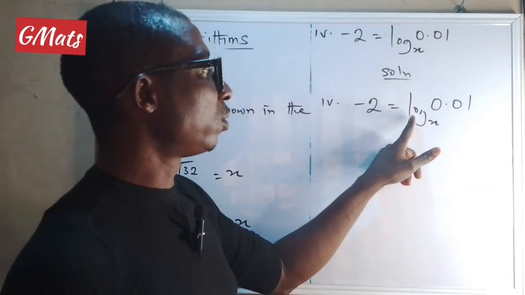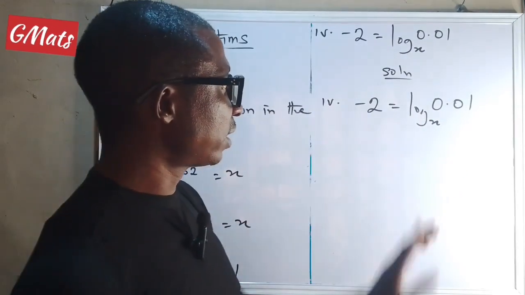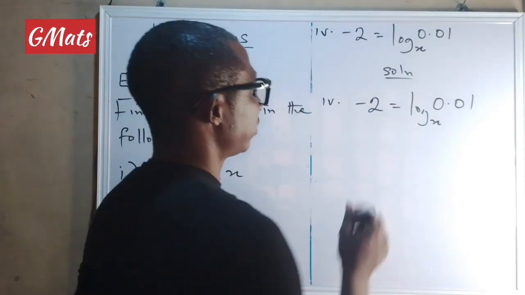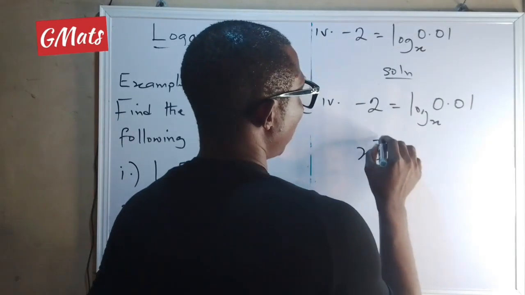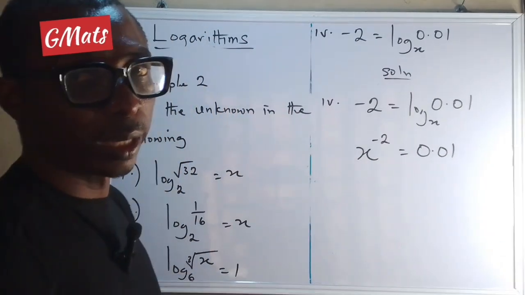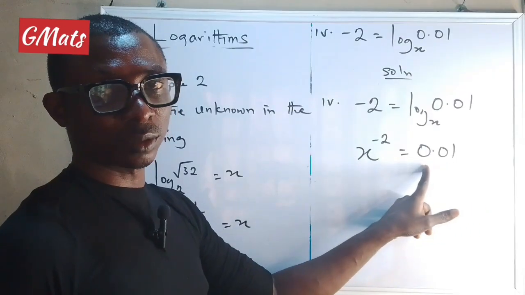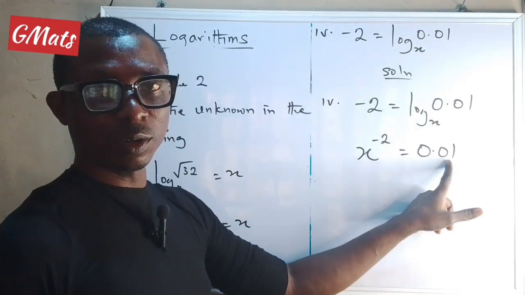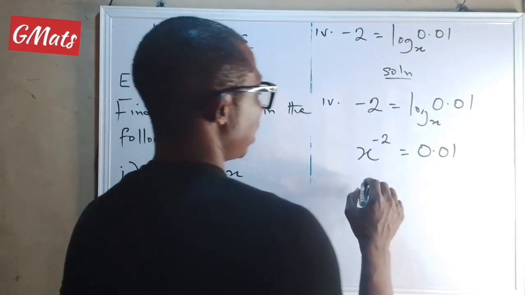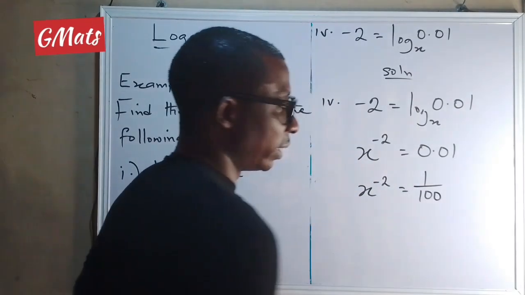Minus 2 equals log of 0.01 base x. Now the first thing is to move this base to this side so that this log leaves. So we have x raised to the power of minus 2 equals 0.01. Now the next thing is to express this decimal as a fraction. What's going to be the fraction of 0.01? That is 1 over 100. So we have x raised to the power of minus 2 equals 1 over 100.